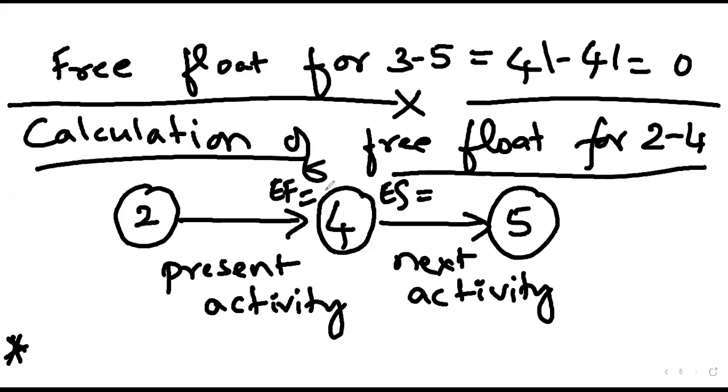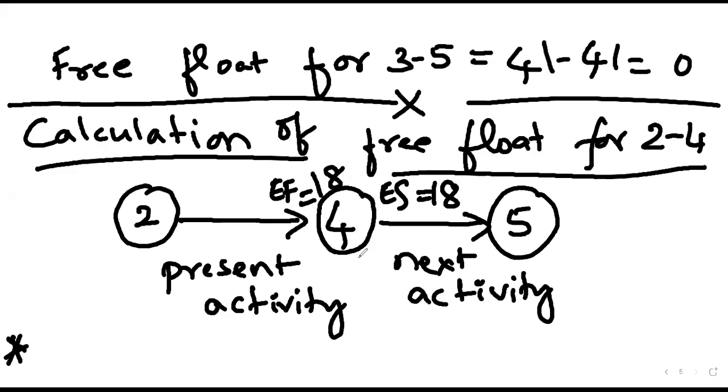18. 18. And early finish for 2-4. 18. Both are 18. Yes. All right. So answer should be how much? 0. Answer will be 0.